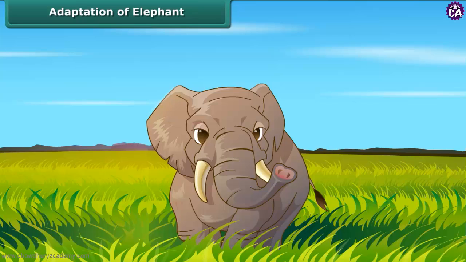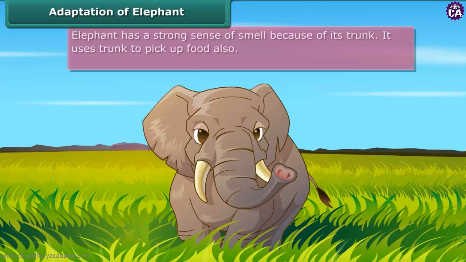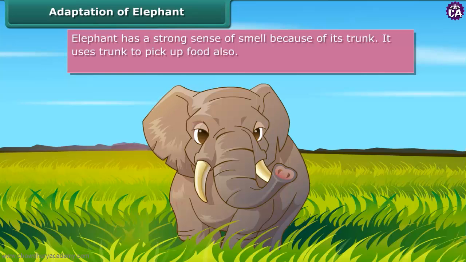Adaptation of elephant. This is an elephant. Another well-known animal of Indian tropical rainforest is the elephant. It has an elongated nose called trunk. Due to this trunk, it has a strong sense of smell.